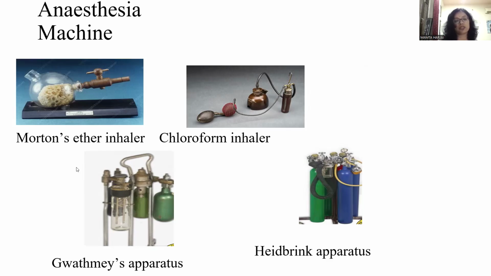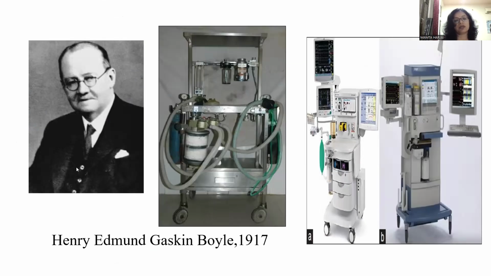Later on, modification to the Bartholomew apparatus and the Heidbrink apparatus led to the invention of Boyle's machine by Henry Edmund Gaskin Boyle in 1917. This was first made under the direction of Lord George Wellesley, and was later acquired by the British Oxygen Company. But Boyle was a trade name of BOC, and it was named so to respect the inventor Boyle.